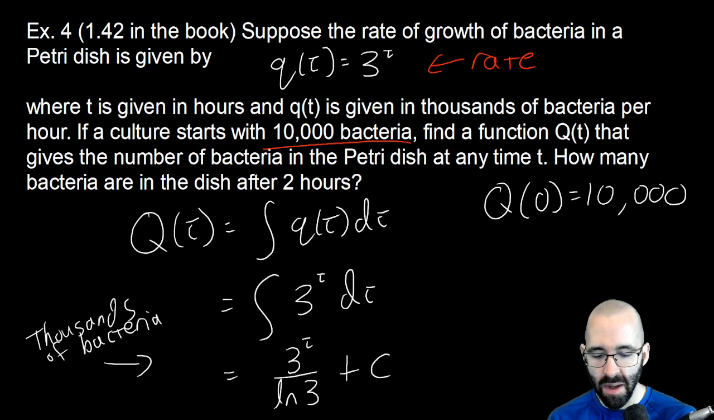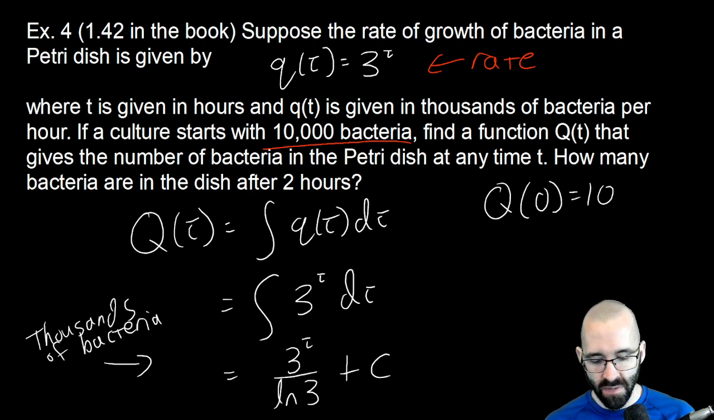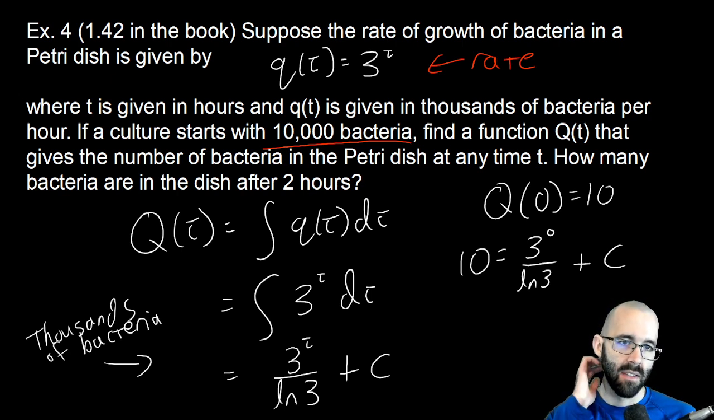Very easy mistake to make. So Q of 0 is actually 10. When you plug that all in, you're going to get something a little interesting. You're going to get 10 is 3 to the 0 divided by the natural log of 3 plus c. C is not equal to 10 here. Be very careful about this.